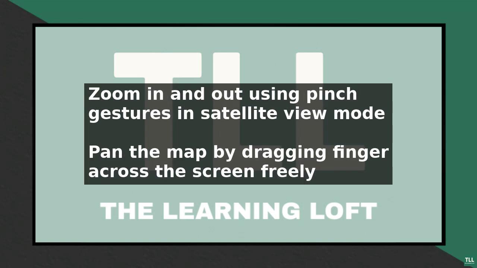To get back to the regular map view, simply tap the map layer icon again and select default or another map type from the menu. You can also use the globe icon to switch back to the regular map view.